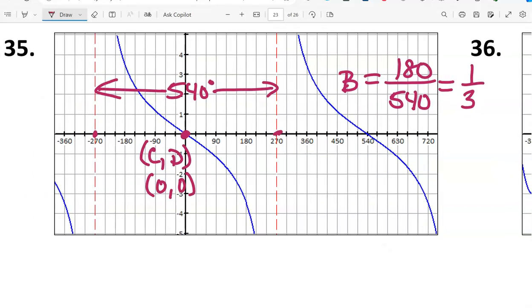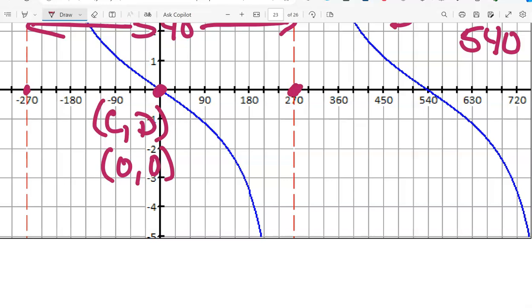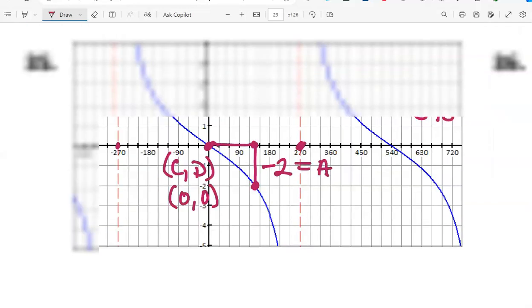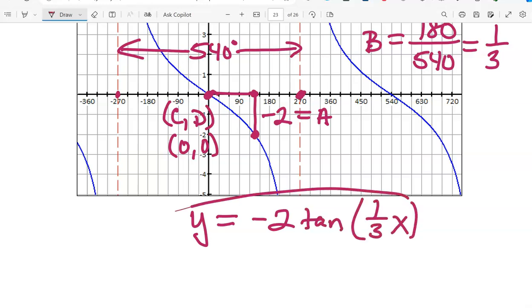And last thing we need to figure out is what is the A value? What's that vertical stretch factor? For that, make sure that you are finding the point that lies exactly halfway in between that new origin and your right side asymptote. So halfway in between 0 and 270 degrees is 135. Let's go down, and we're going down to 2 units below the new origin, so that's our A value is -2. So this graph's equation could be y is equal to -2 times the tangent of 1/3 times x.